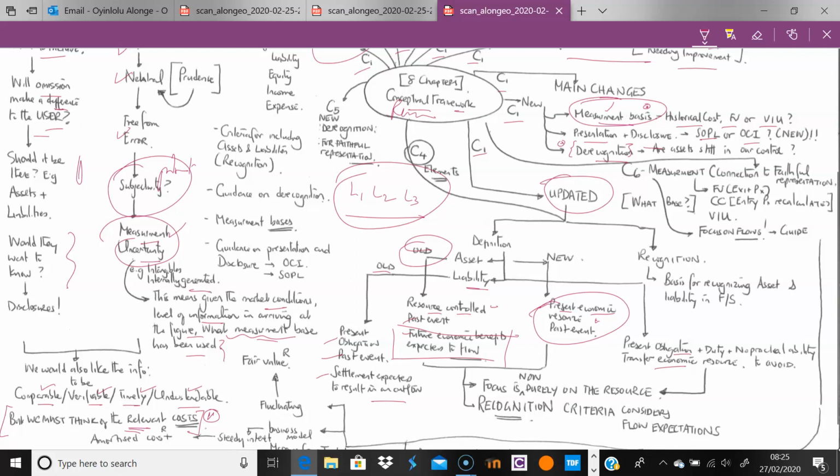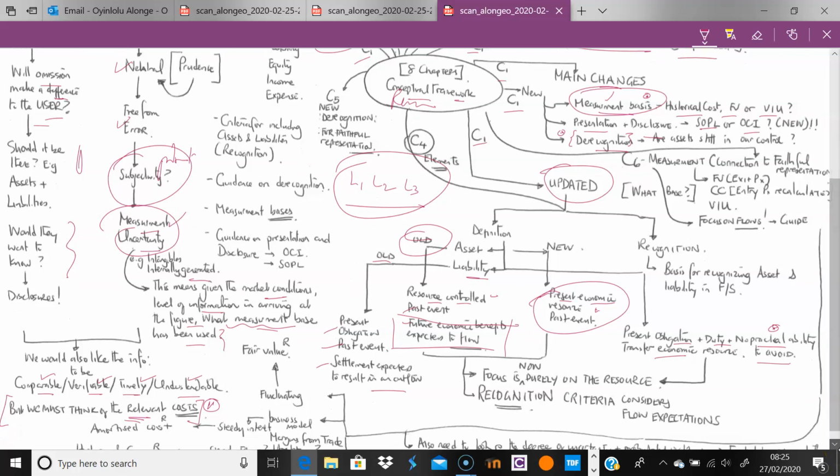If you like, there is an additional thing with the liabilities. There is a duty and there is no practical way you can avoid it. So typically, if it is normal that you would deal with it, or that you would pay for something, or that you would clean up in terms of cleanup costs, then go ahead and recognize that. It's almost inferred.